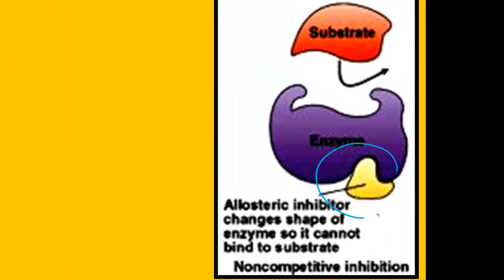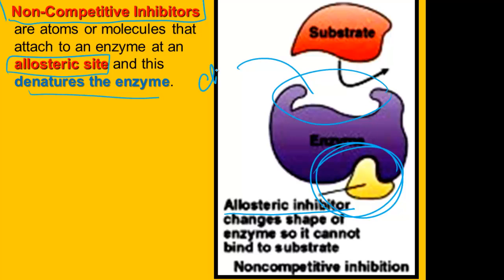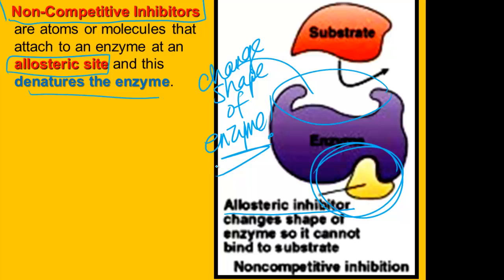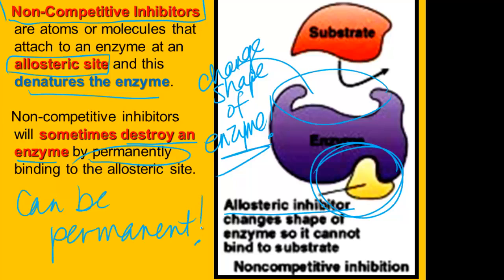The second type of inhibitor is called a non-competitive inhibitor, or an allosteric inhibitor, and that's because it attaches in the allosteric site of the enzyme. And what it does is it somehow changes the shape of the enzyme, so the active site is no longer the right shape. So again, the substrate can't join and no product will be made. So it denatures the enzyme by jamming itself into the allosteric site and changing the shape of the enzyme. And lots of times this can be permanent. So non-competitive inhibitors are more dangerous than competitive inhibitors. And if they're permanent, this can make you really sick because your enzymes can't do their job.